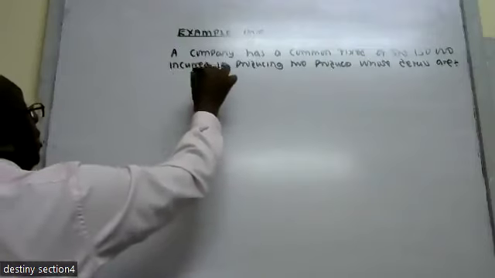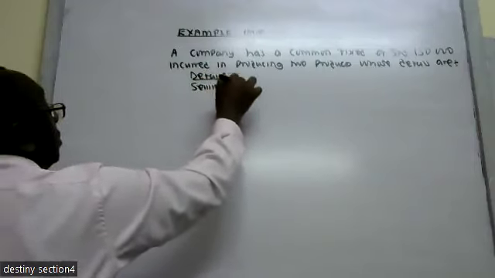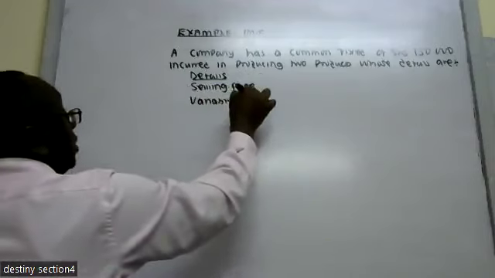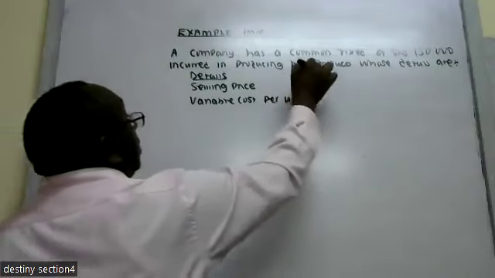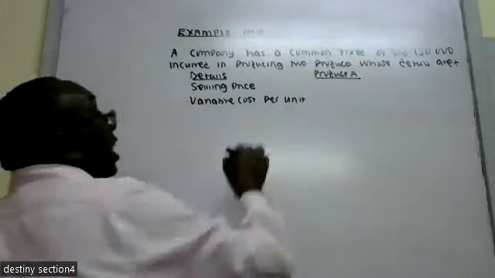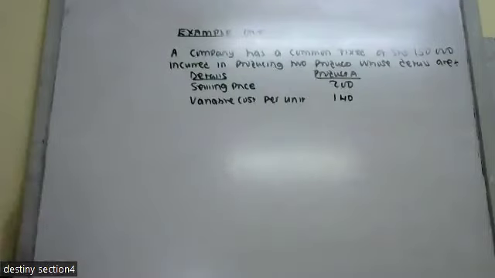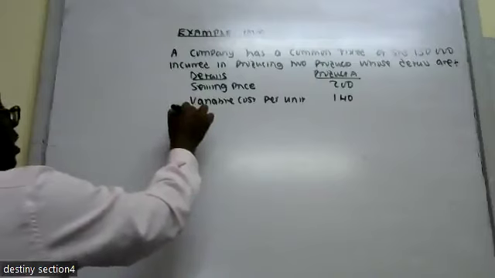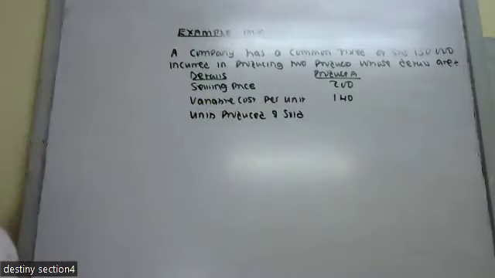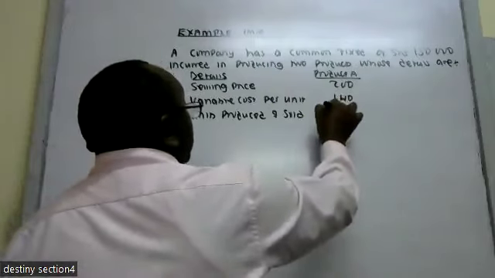We have details here. We have the sale price and the variable cost per unit. So we have product A. Product A is being sold at 200 shillings. The variable cost is 140. I think I need to say units produced and sold. Units that were produced and sold, we can talk of 300.